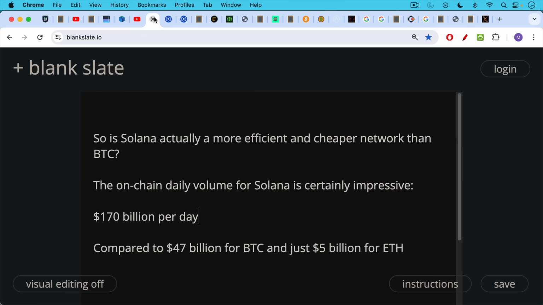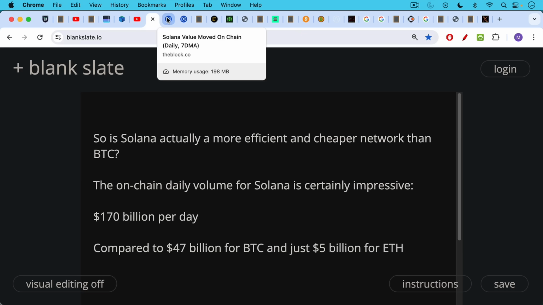Is Solana actually a more efficient and cheaper network than Bitcoin? I'd say the on-chain daily volume for Solana is certainly impressive, about $170 billion per day. Of course, this is probably mostly gambling and meme coins, but still an impressive amount of money, especially when compared to Bitcoin's blockchain, which over the last 7 days, the 7-day moving average was only $47 billion. And for ETH, it was only $5 billion. So Solana is definitely leading here on on-chain daily volume.